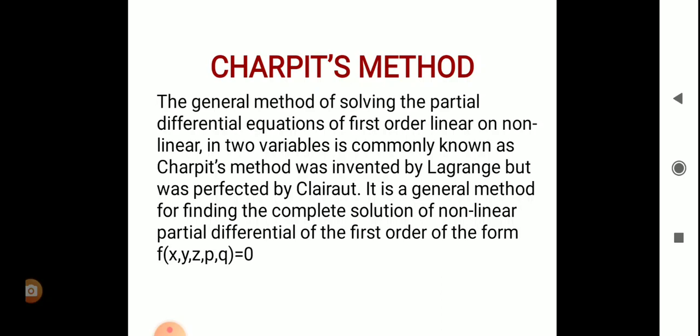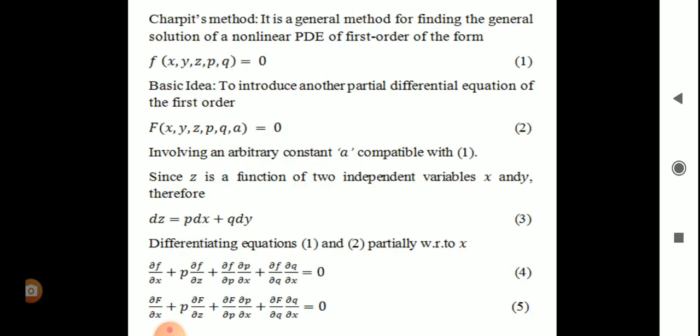It was first fully set forth in a memoir presented by Charpit to the Paris Academy of Sciences on June 30, 1874. It is a general method for finding the complete solution of a non-linear partial differential equation of the first order of the form f(x, y, z, p, q) = 0. Charpit's method is a general method for finding the general solution of a non-linear partial differential equation of first order of the form given by equation 1.